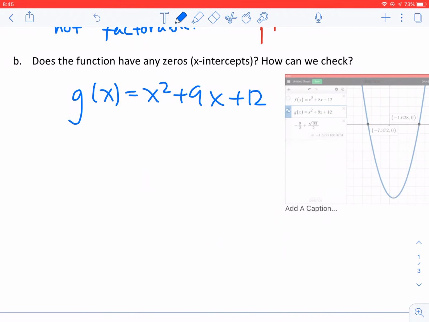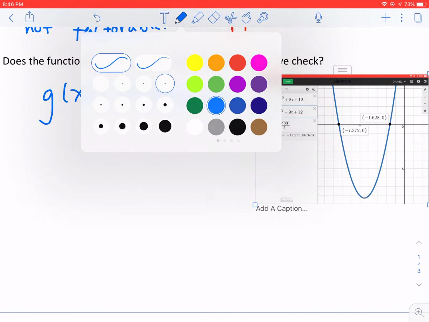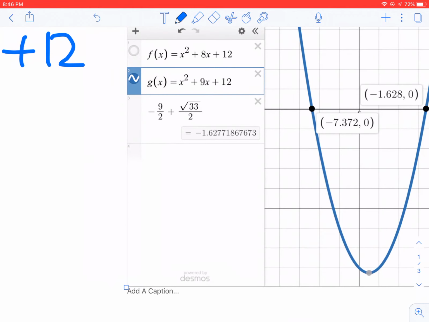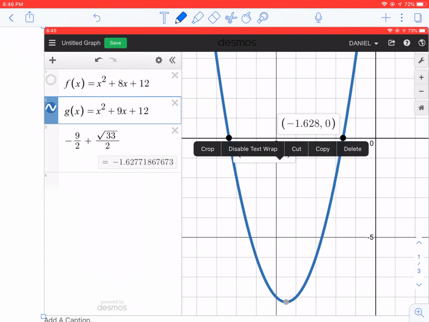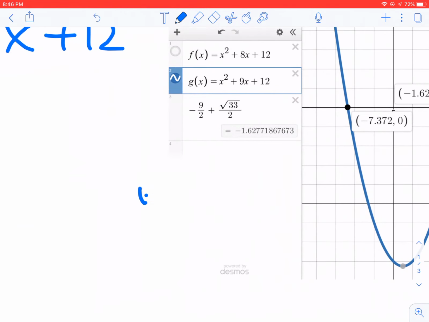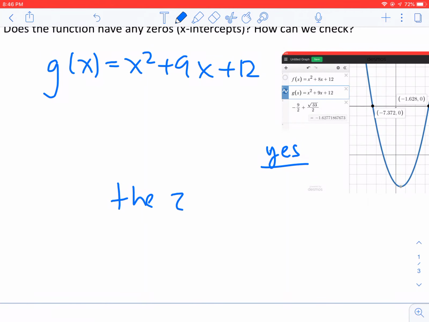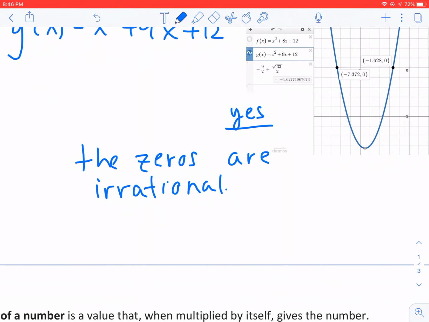So, to answer the question, does it have any zeros or x-intercepts? Sure it does, yes. And I can't write on this. Yes. Right? But the zeros are irrational. Right? They involve radicals.